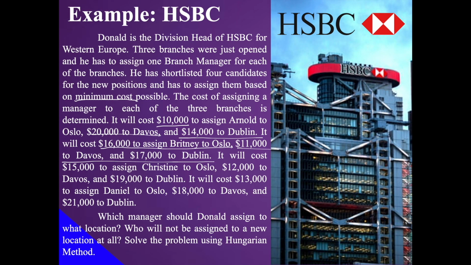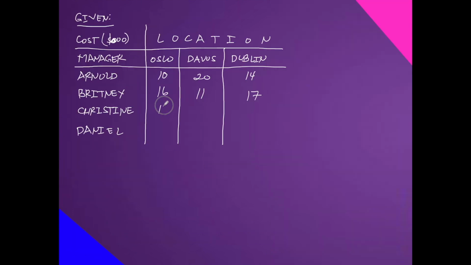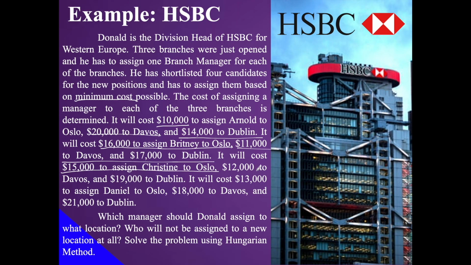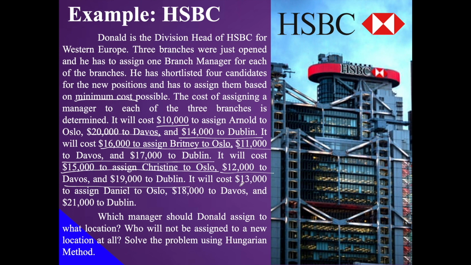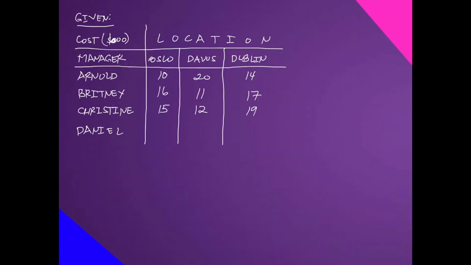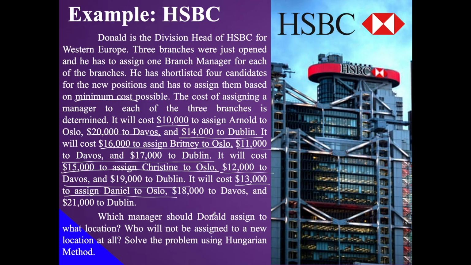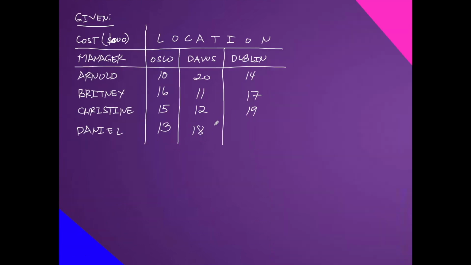Okay, next we have Christine. It will cost $15,000 to assign Christine to Oslo. So, 15 dito. 12 Davos, 19 Dublin. 12 and 19. Ayan. Daniel, for Daniel na manager, 13,000 daw to Oslo. 13 here. And 18 Davos, 21 Dublin. 18 and 21.